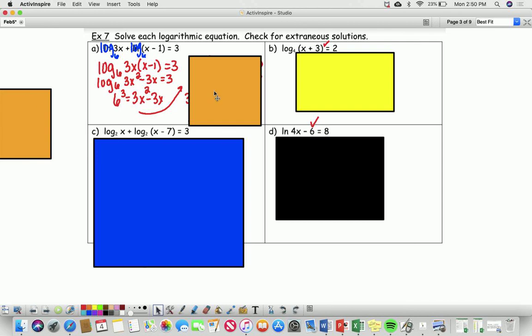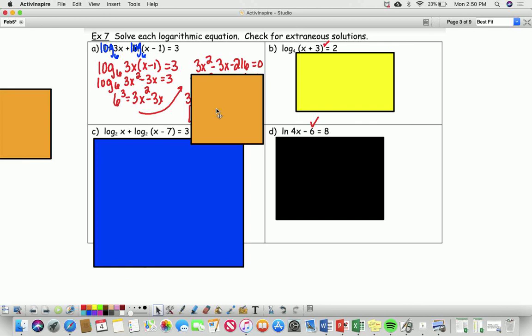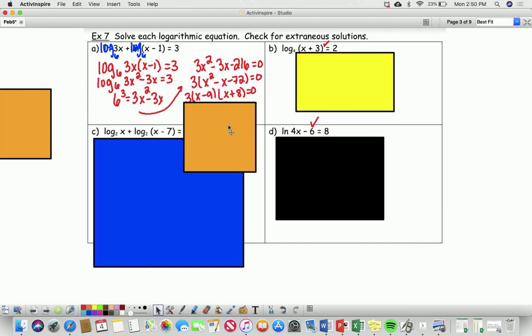So from here, this is why I need another box. I see a lot of exponents. So I'm going to move them all around so that I have a quadratic. By the way, the 216 comes from 6 cubed. I moved that over and I cubed the 6. And then I can factor. So first step is a GCF. And then I said, okay, what two numbers are going to multiply to give me negative 72 that add to negative 1? And the answer is negative 9 and 8.